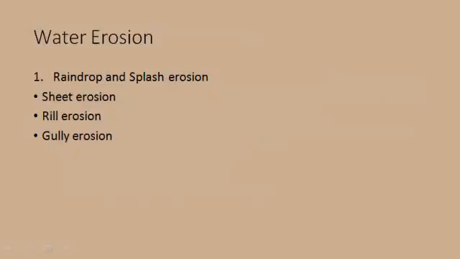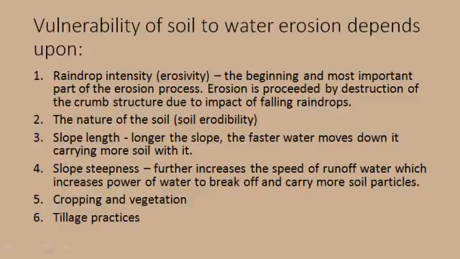Now, water erosion begins with raindrop and splash erosion. And if we don't control it at this phase, it quickly moves to sheet, rill, and gully erosion. And the vulnerability of soil to water erosion depends first and foremost on the raindrop intensity. Erosion is preceded by the destruction of the soil structure by the impact of those falling raindrops.